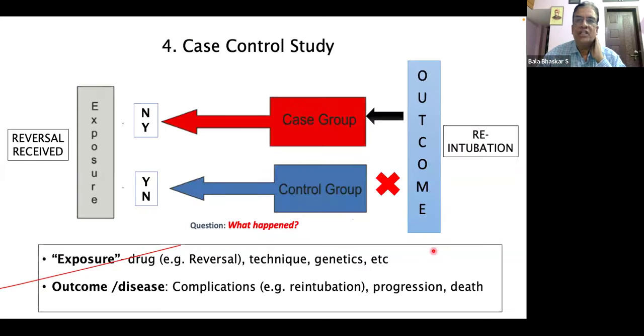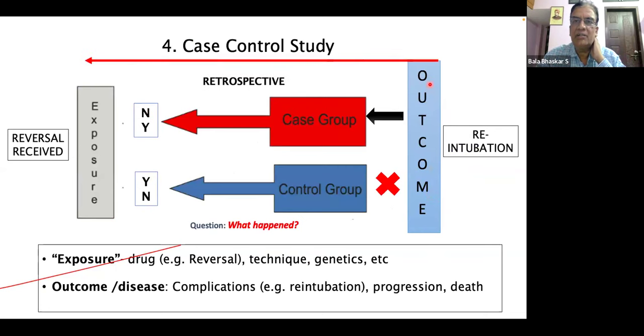Okay. So this is where there is a small diagram here. We are talking about reintubation on the right side as an outcome. Then you go back in time retrospectively. So you can see the arrow going in the reverse direction. The red one is the case group, the set of patients who need reintubation. And the blue one is a set of patients who don't need reintubation. In those who need reintubation, check how many of them did not receive an adequate reversal and how many received adequate reversal. And for those who did not receive reintubation, check how many of them received adequate reversal and how many did not.